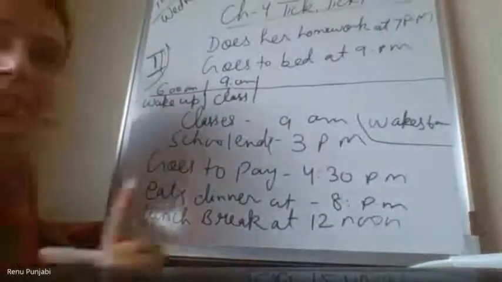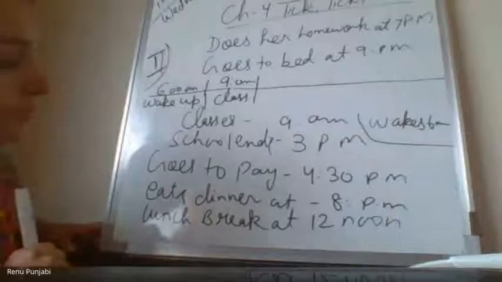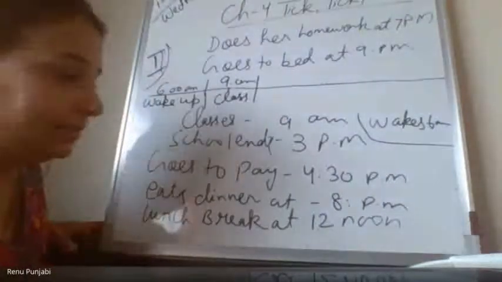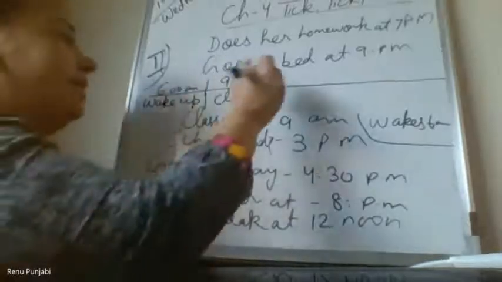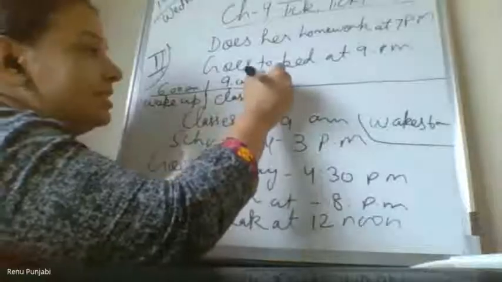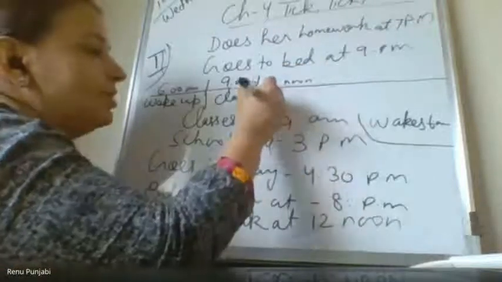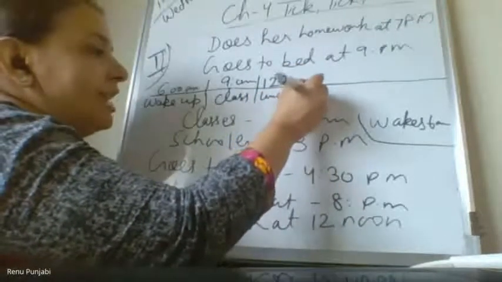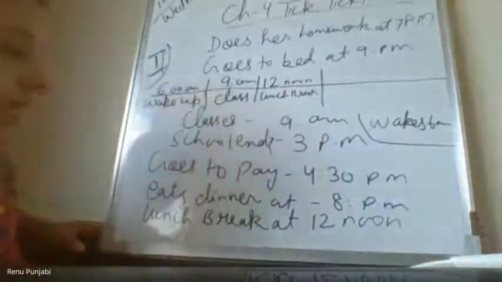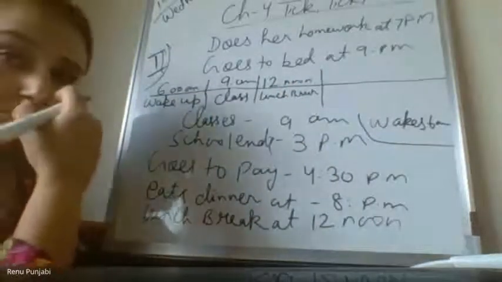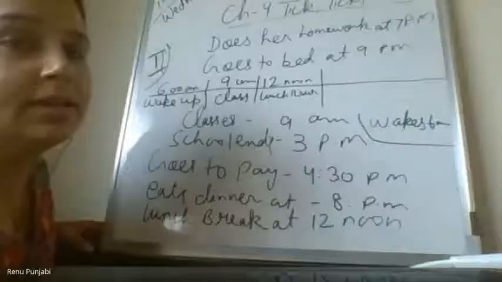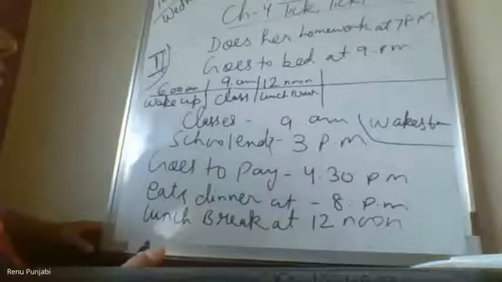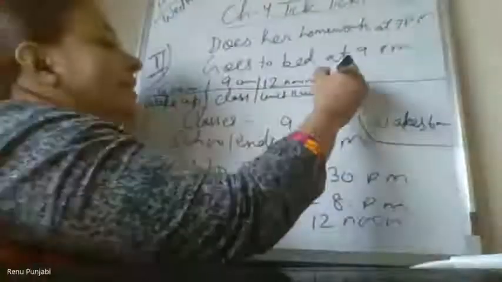So after classes, which is the next activity? School ends. Or no, she takes a lunch break, which is at 12 noon. After lunch break, which is the next activity? Huh? Yes, children? I cannot hear. School ends. Yes, school ends at 3 p.m.